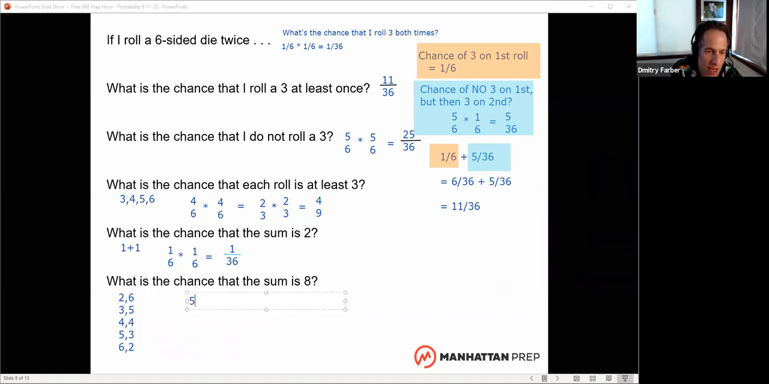My chance is 5 out of 36. And trying to do that is going to be easier than trying to look at all the things I could roll and what would happen. But another way I could do this is I could say, what's the chance that my first roll allows 8?